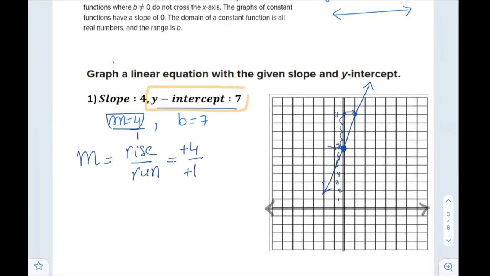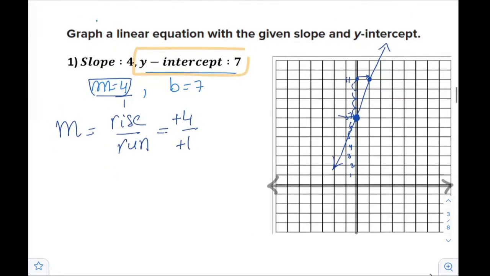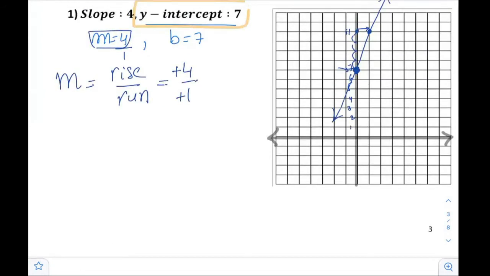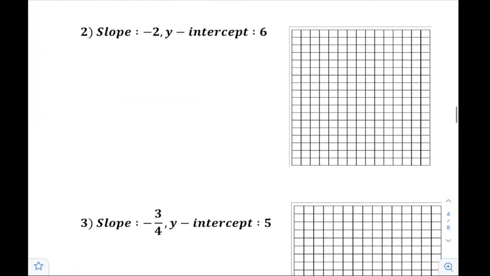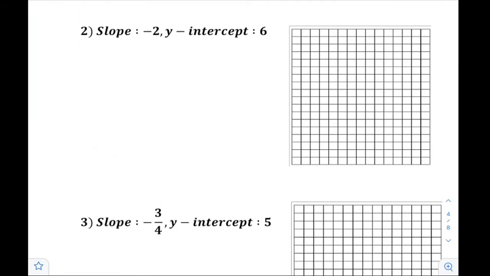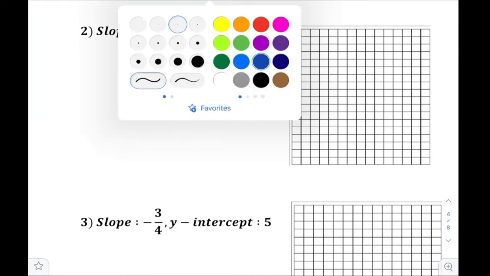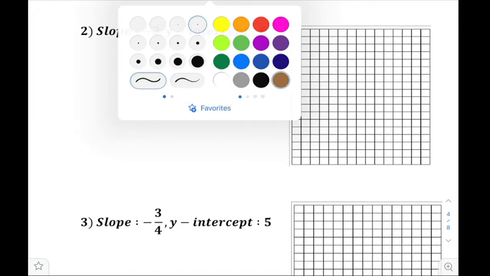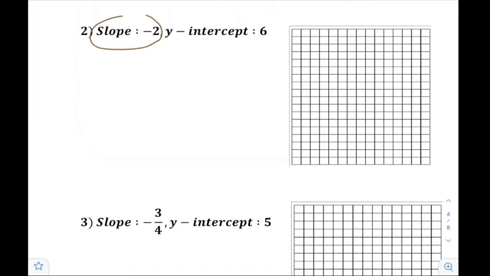Okay, let's take another example. Now we have learned how to graph a line with positive slope and it is increasing as you see from left to right going up. Now let's see if the slope is negative. Slope is -2. Let's change the color here and we will use the slope -2.